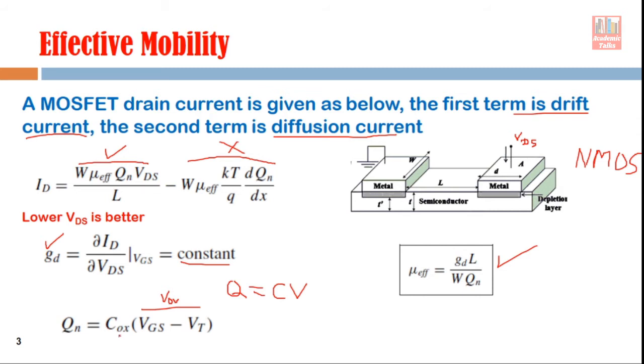So now you must be thinking that from this expression, it is easy to find out Qn, and GD also we know how to find out. So what is so special in the measurement of effective mobility? It seems a simple task, but actually it is not a simple task. Why? Because you see here this Qn depends on many parameters.